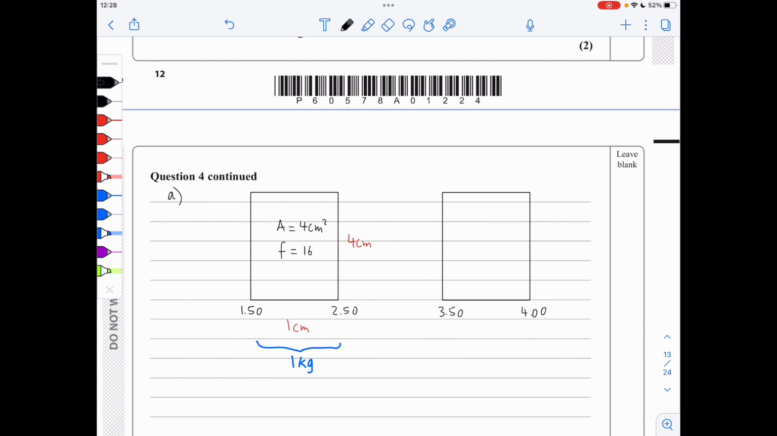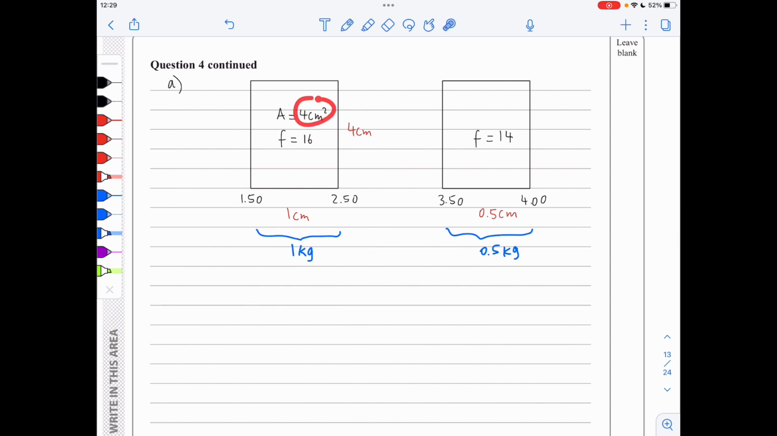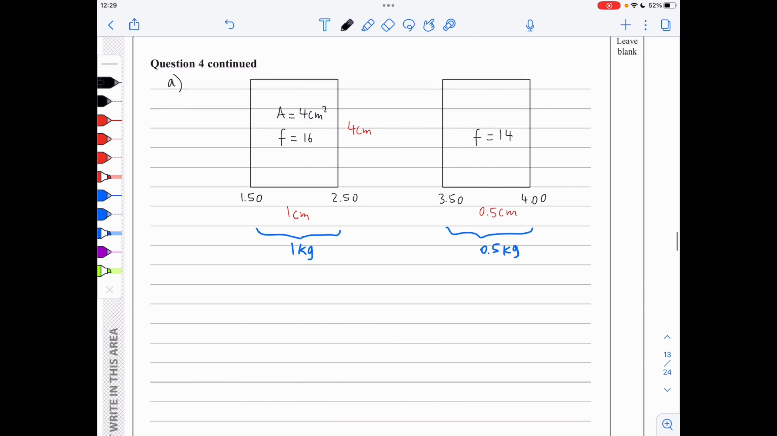So we can see first of all that this is covering a width of 0.5 kilograms. And therefore we say that if 1 centimeter represents 1 kilogram, then obviously we need 0.5 centimeters for 0.5 kilograms in the horizontal. Now we know that the frequency here is 14, so we can say that if 4 square centimeters represents 16, then how many square centimeters will represent 14? So I'm using ratio here.